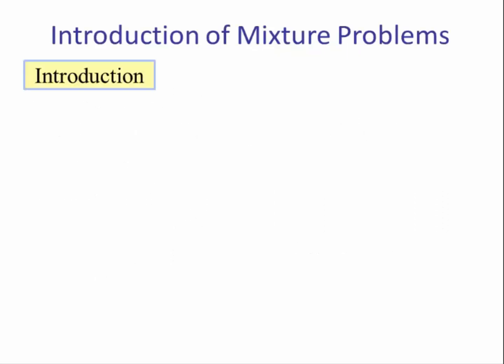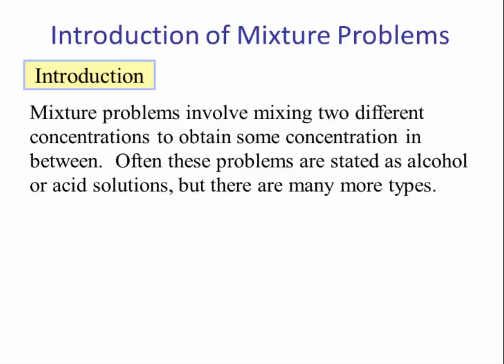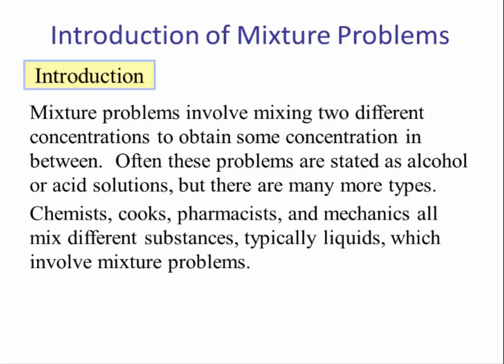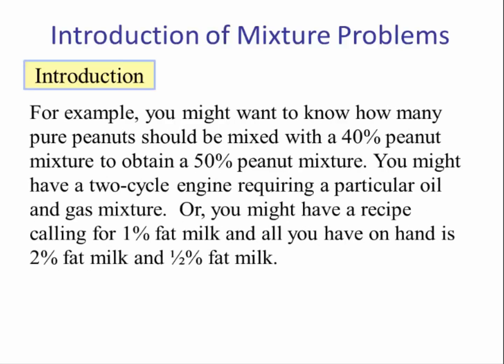Introduction of mixture problems. Mixture problems involve mixing two different concentrations to obtain some concentration in between. Often these problems are stated as alcohol or acid solutions, but there are many more types. Chemists, cooks, pharmacists, and mechanics all mix different substances, usually liquids, which involve mixture problems. For example, you might want to know how many pure peanuts should be mixed with a 40% peanut mixture to obtain a 50% peanut mixture.